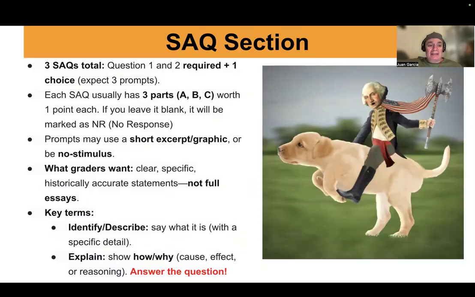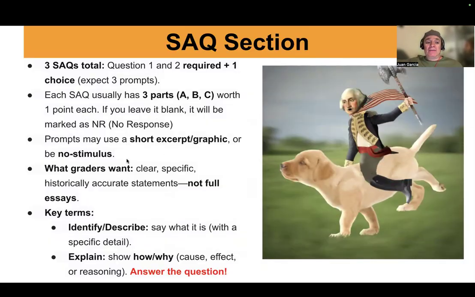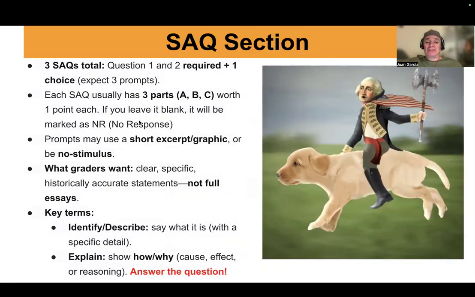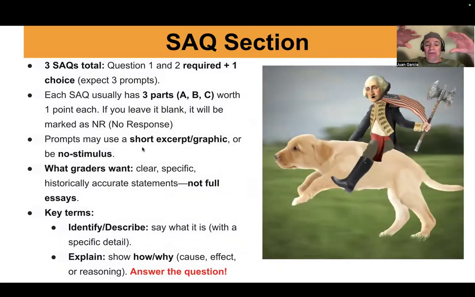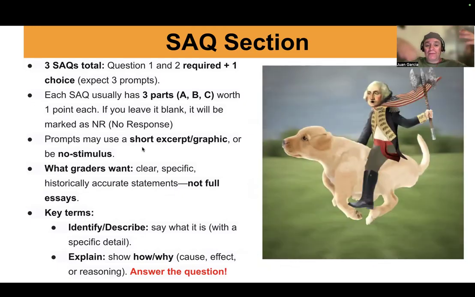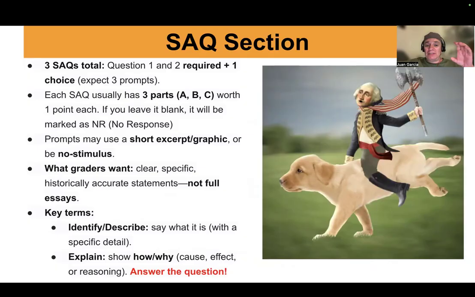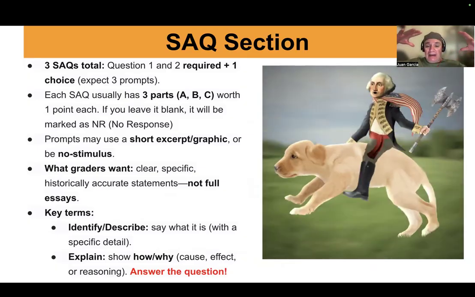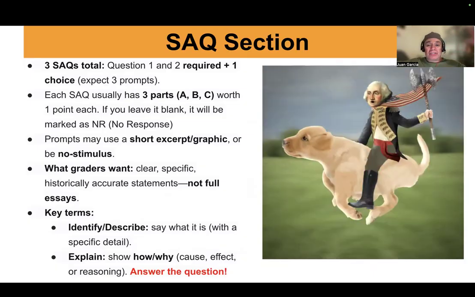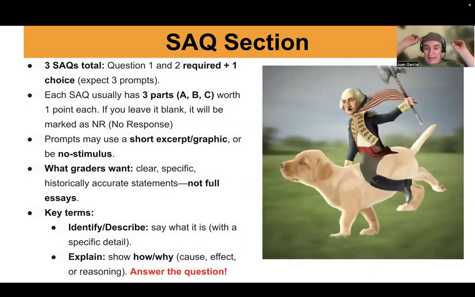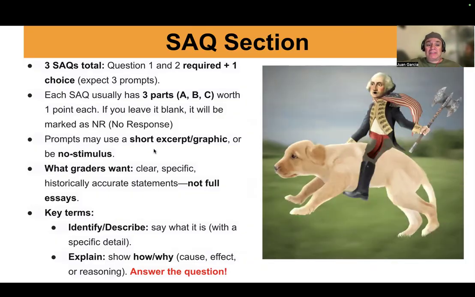Prompts may use a short excerpt or graphic, or the third question has no stimulus. The first question usually has two stimuli that you have to compare, two different points of view, different historical interpretations. The second question has a stimulus, either a cartoon or a primary or secondary document. And then the third question, there's no stimulus. It's just the questions. Okay, so you choose one of those two. At the end, you're writing three SAQs.